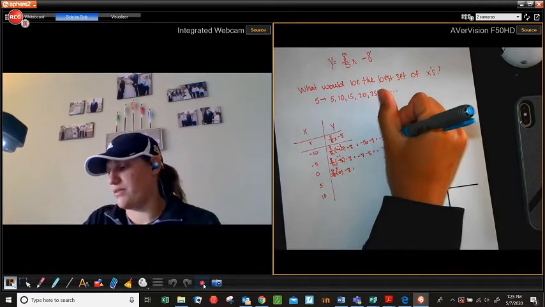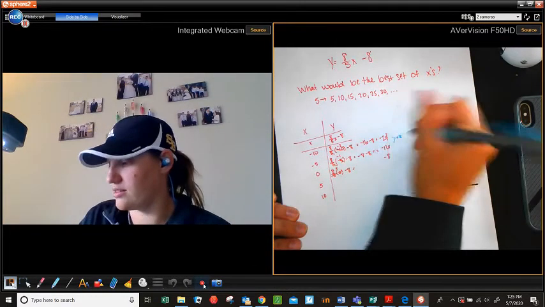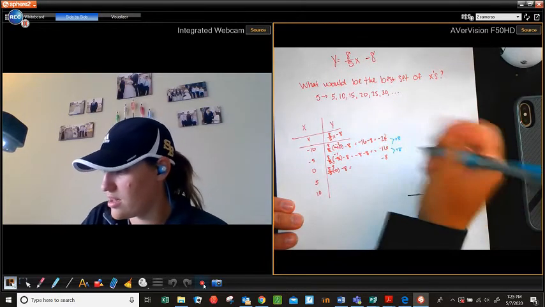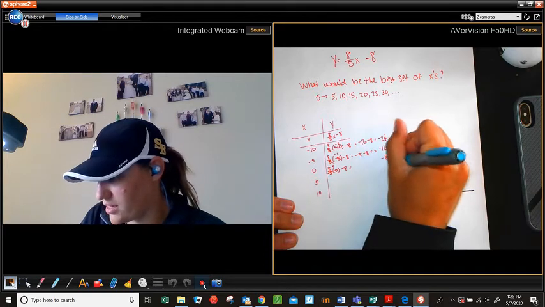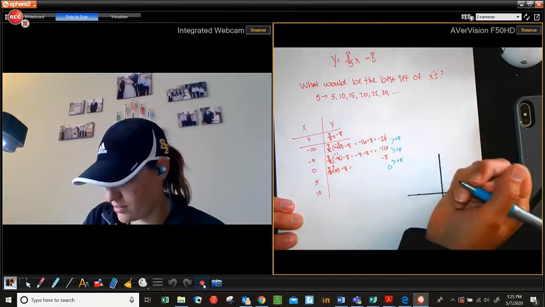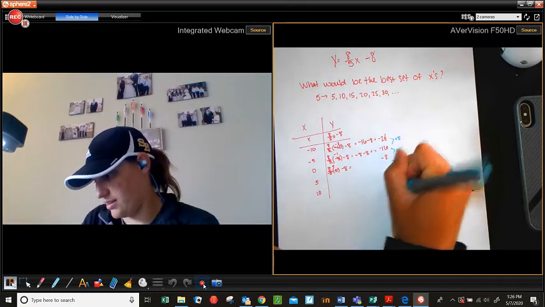From negative 24 to negative 16, we add 8. From negative 16 to negative 8, we add 8. So from negative 8 to our next value, we're going to add 8 again. And from here, we're going to add 8.